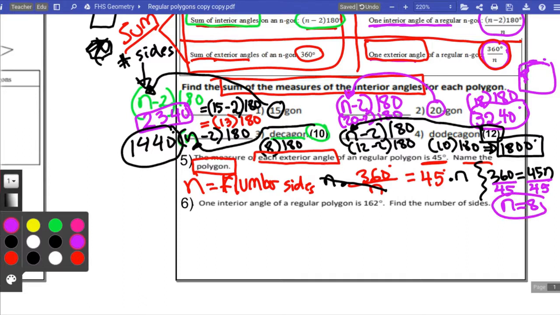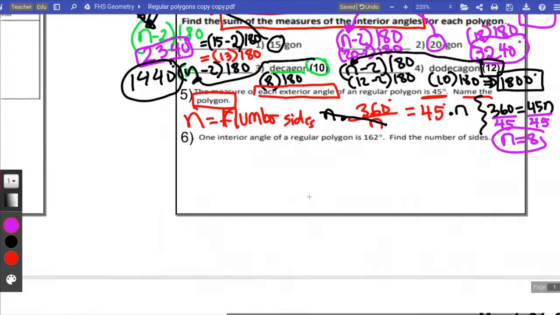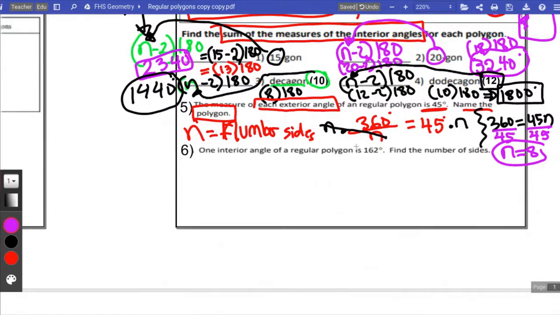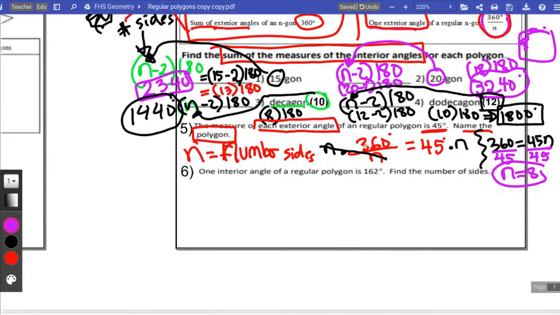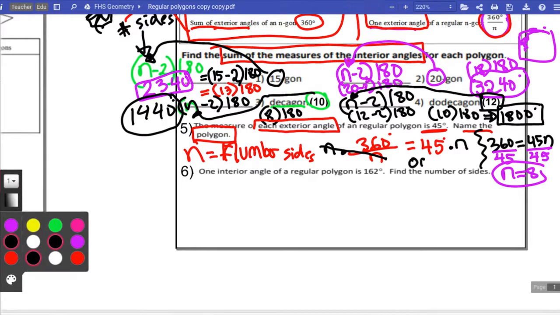When n equals 8, what is that polygon named? I know 3 sides is a triangle, 4 sides is a quadrilateral, 5 sides is a pentagon, 6, I don't recall, 7 is a heptagon, and 8 I do know: 8 is what we call an octagon. Do I expect you to know this stuff? No, you can Google this. All right, let's move on to the next one.